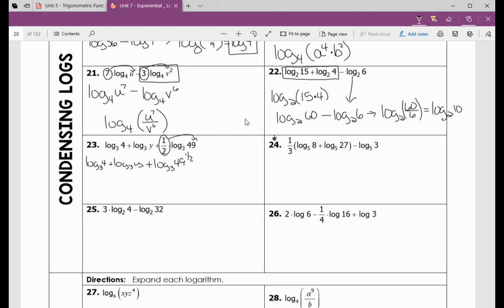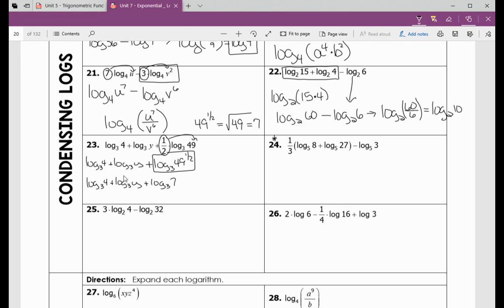Now, I'm going to come up here in some workspace. 49 to the 1/2 power is the same as the square root of 49. That denominator becomes the root, so that would make it a square root. And that would equal to what? What's the square root of 49? So all of this, I have log base 3 of 4 plus log base 3 of y plus log base 3 of 7. So I simplified that last logarithm as far as I could go.